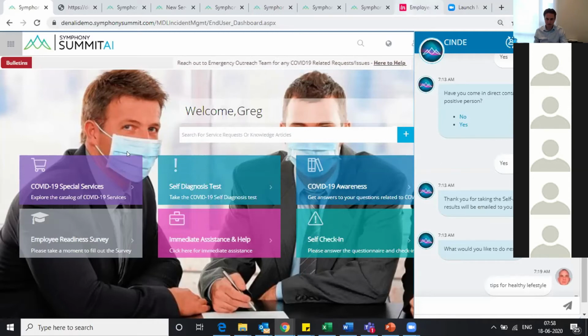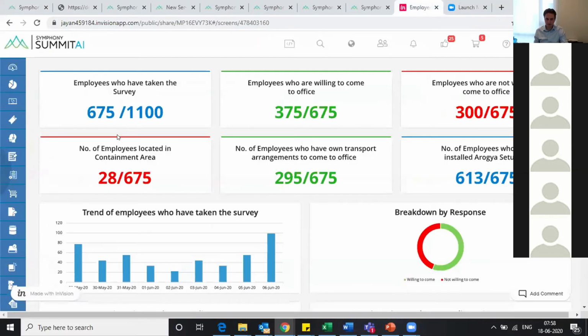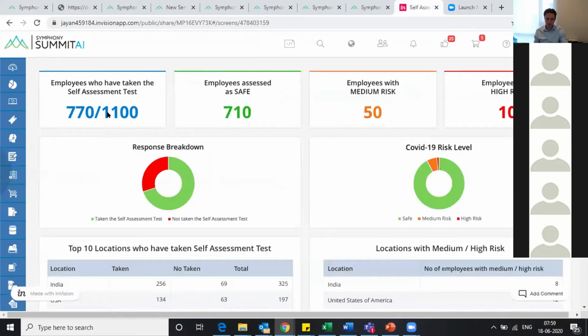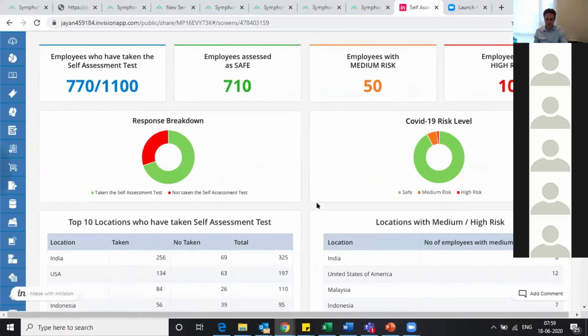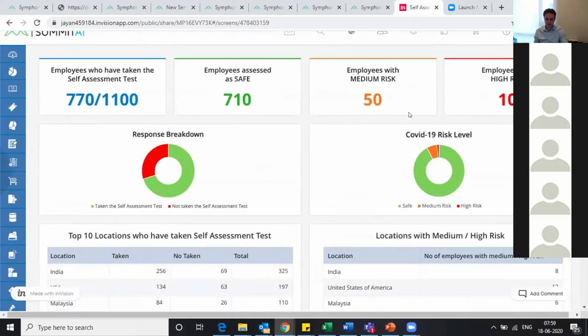In addition, we have a self-assessment report as to how many employees have taken this test, how many are assessed as safe, how many are assessed with medium risk or with high risk. So as an organization, as an enterprise, it's important for you to gauge this information so you have this ready at your fingertips. In addition, you can see now there are employees with a probability of a medium risk or a high risk.